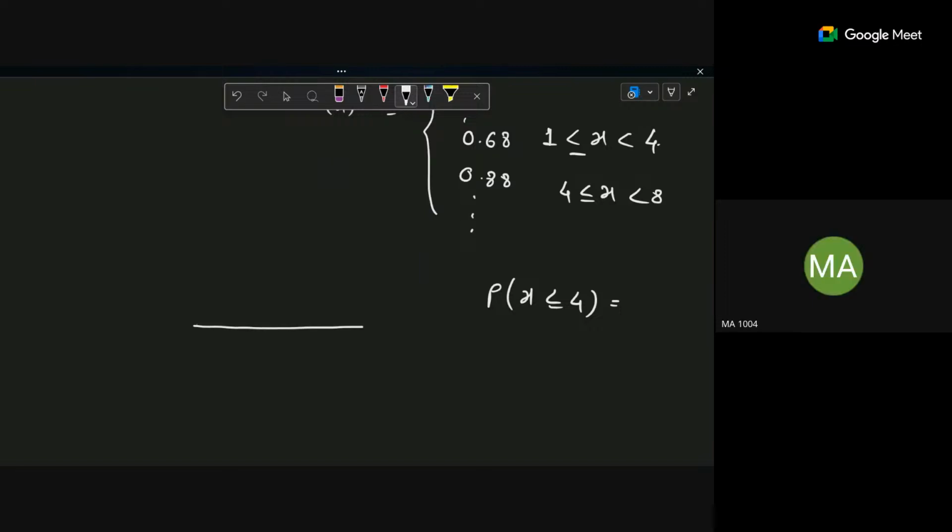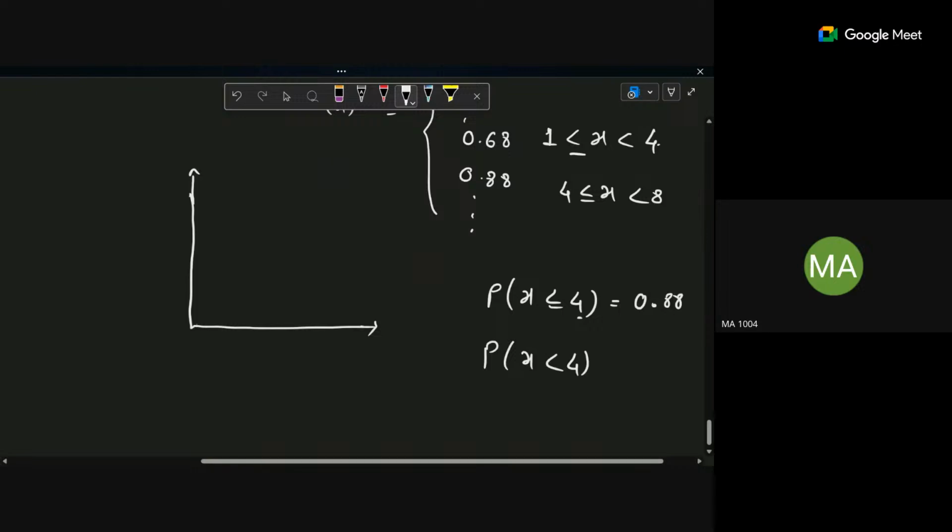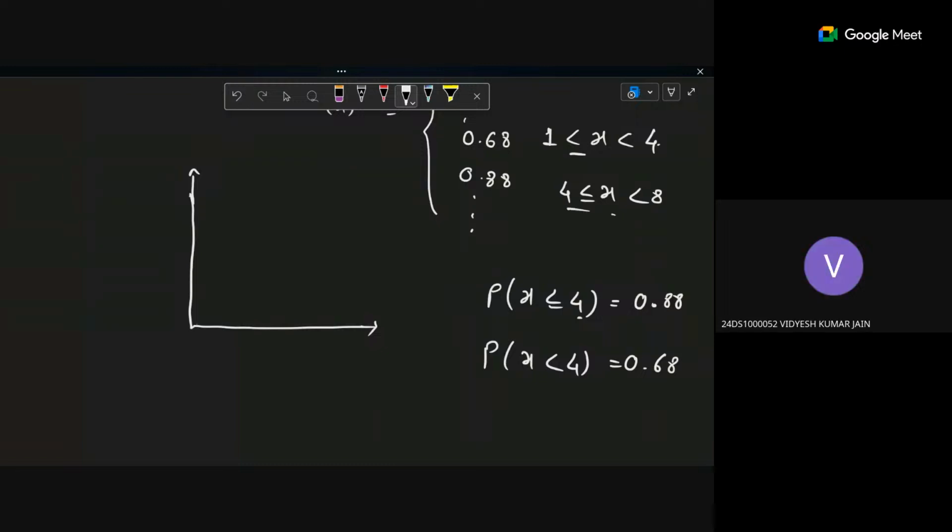Why is it so? But actually, I understand. But I want you to convert it into language. Whenever you are including 4, at that time you are saying probability x less or equal to 4 is 0.88, right? But when you take x less than 4, it's 0.68, right? But the question you have is that here it's written as x greater or equal to 4. Yes, that was my doubt. Just a minute. Let's say 0.68 is somewhere here and 0.88 is here.